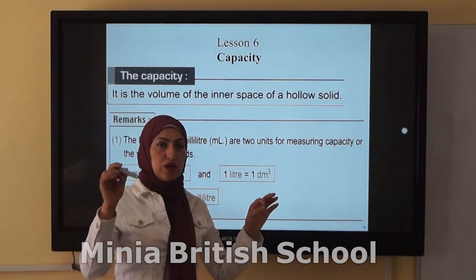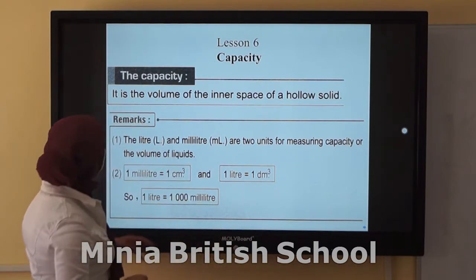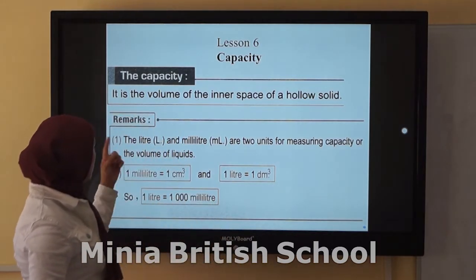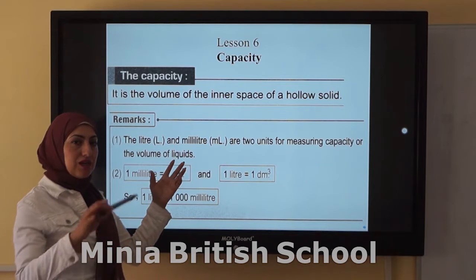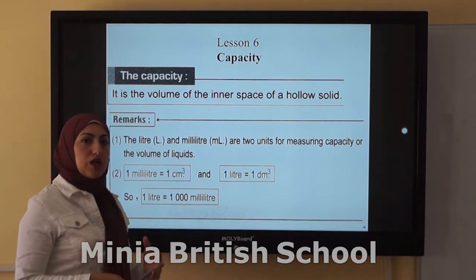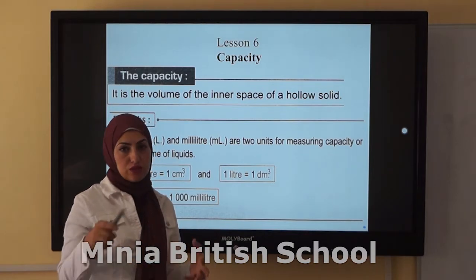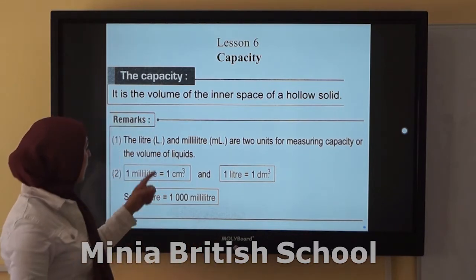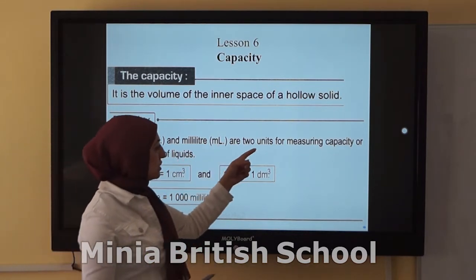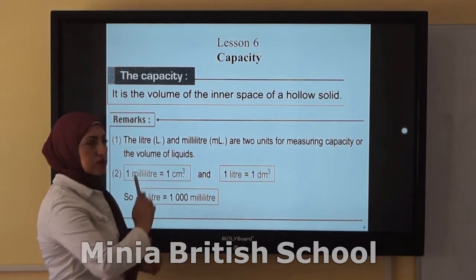Let's talk about liquids. Remarks: any liquid, such as milk, water, oil, or juice, is measured with liters or milliliters. The liter and milliliter are two units for measuring the capacity or volume of liquids.